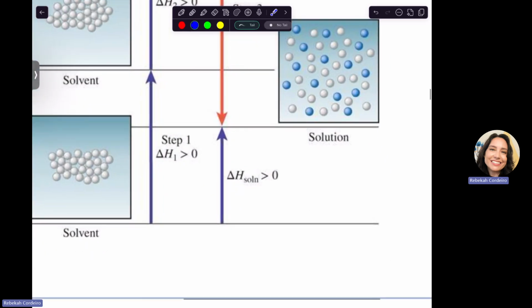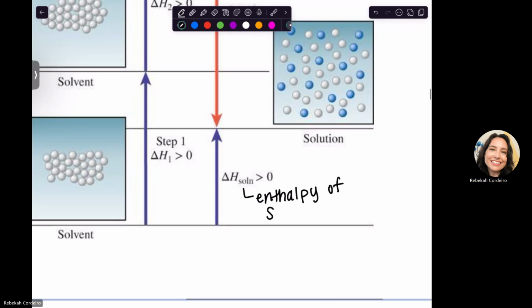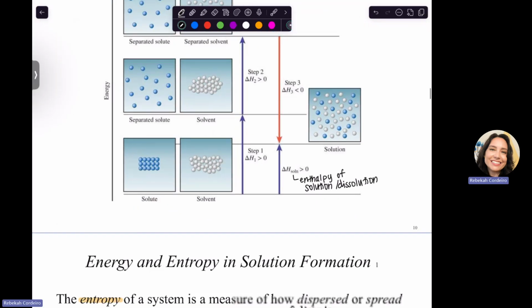By the way, this is called the enthalpy of dissolution. Not sure what your textbook is calling it. It may be enthalpy of solution. I always learned dissolution, but you might see different things as time goes on there.